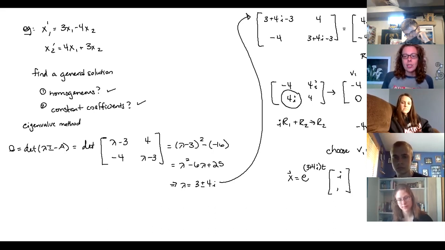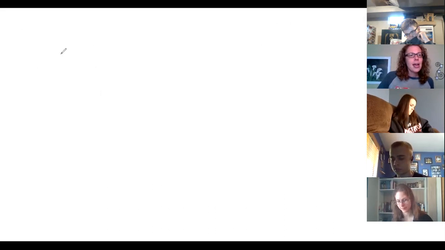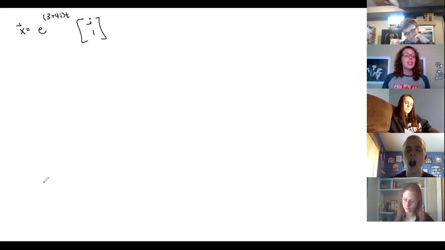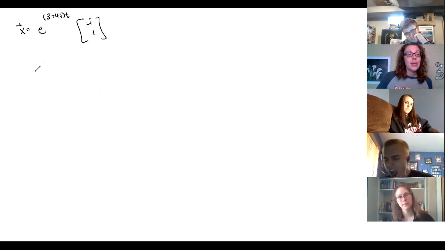Okay, I don't like that. So we're going to split this up. Sorry, new screen, apologies. And we're going to put this into real and complex parts. So one more time, e to the (3 plus 4i)t times the vector (i, 1). Okay, so we're going to use the sine and cosine parts. So here's what I have.